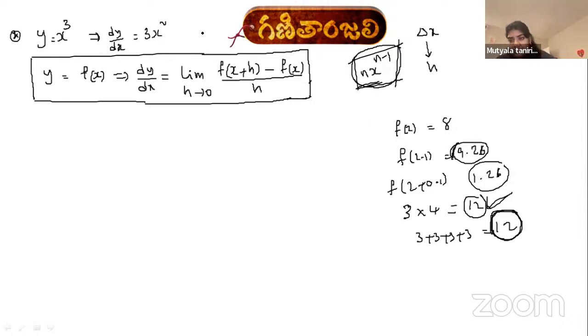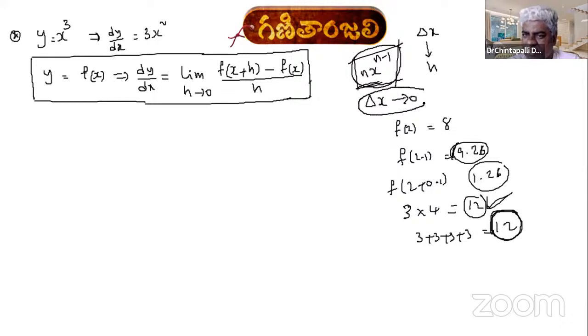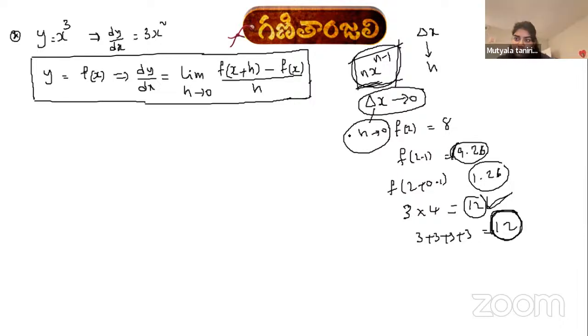Here, x tends to 0. In the very beginning of the experiment, we used the word delta x is almost 0, but not 0. We observed that delta x is almost 0, but not equal to 0. That means delta x tends to 0. We used this concept. Do you remember? Here, delta x is replaced by h. Then h tends to 0. H tends to 0 means what? H is almost 0, but not 0. That is called h tends to 0.